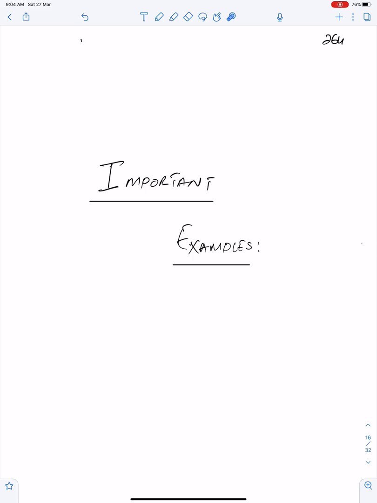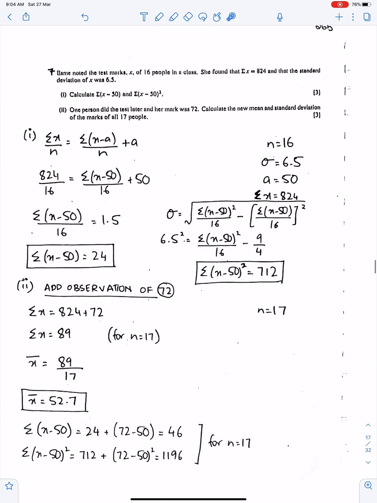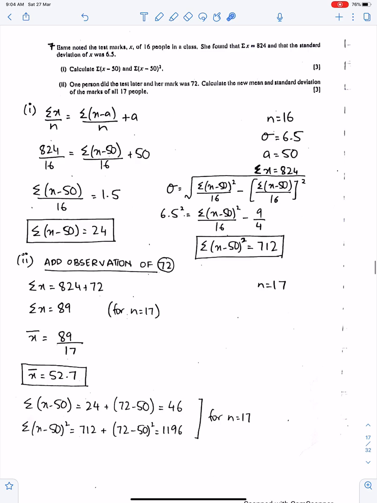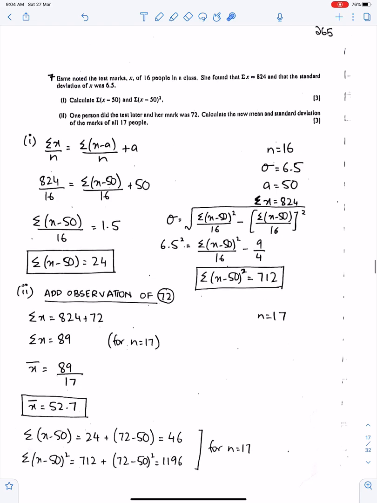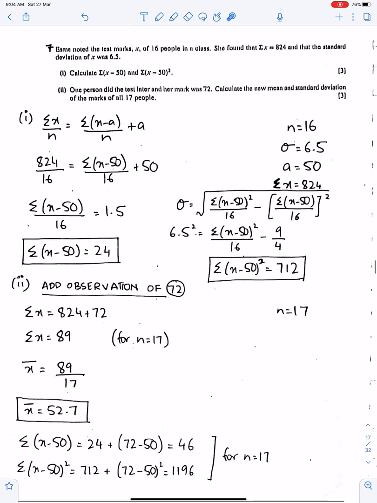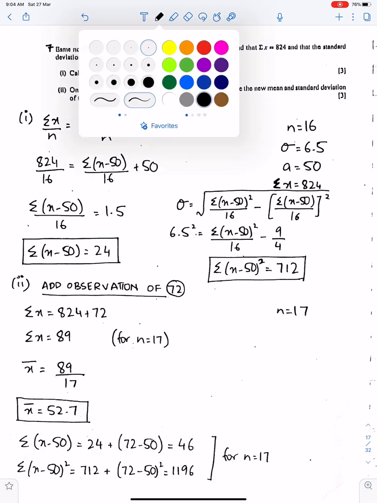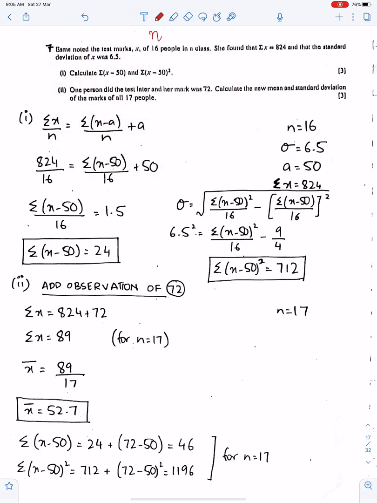Important examples. Well, these questions are from my practice book. Question number 7. Esme noted the test marks X of 16 people in a class. She found that sigma X is 824 and that the standard deviation of X was 6.5. So we have in fact three things. This is n, this is given sigma X, and this is X bar.